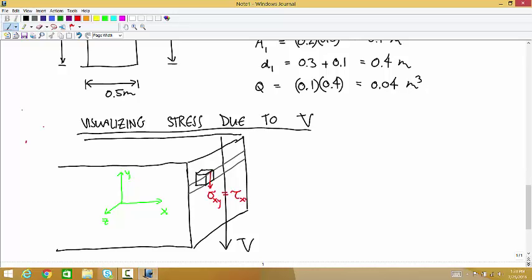Or you can write it like this. And by the requirements of a stress element, we also have an equal and opposite stress like this. Okay, so those are the elements of stress that are produced by the shear force. So the stress due to the shear force only has non-zero xy shear stress.